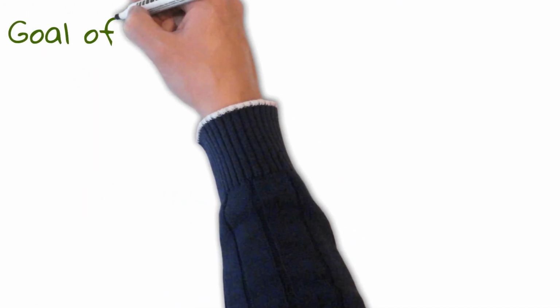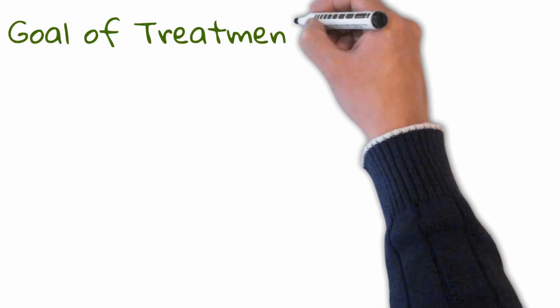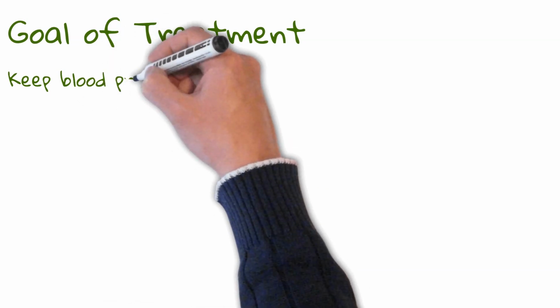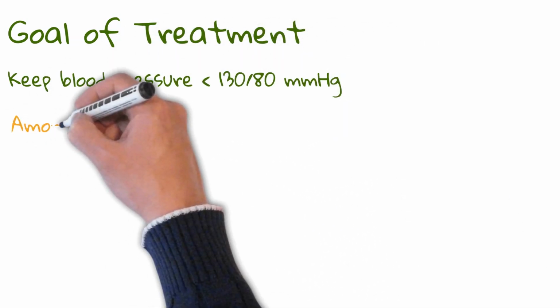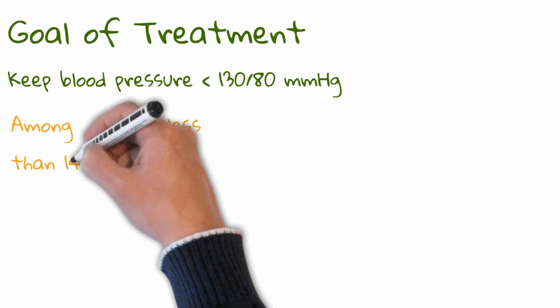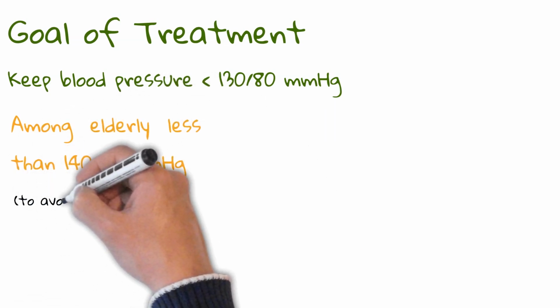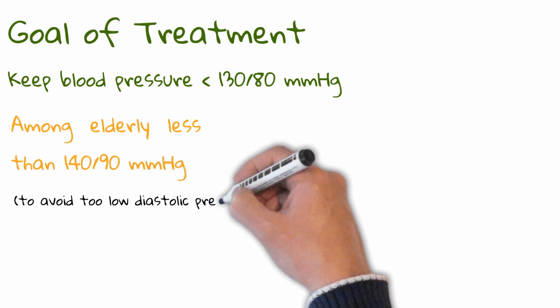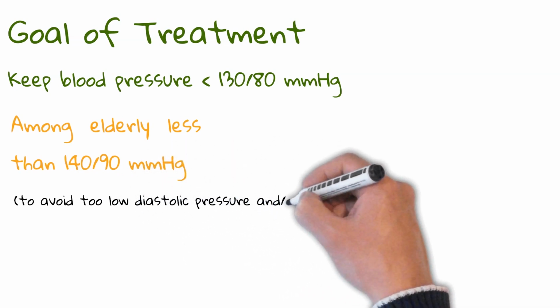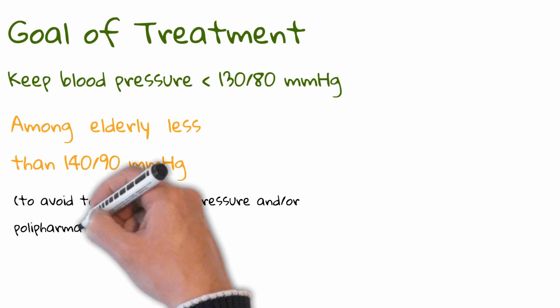The goal blood pressure of less than 130/80 millimeters of mercury is appropriate as long as the patient tolerates it. Among the elderly, less than 140/90 millimeters of mercury is considered reasonable in patients who are in the elderly population and patients with labile blood pressure, or to avoid polypharmacy.